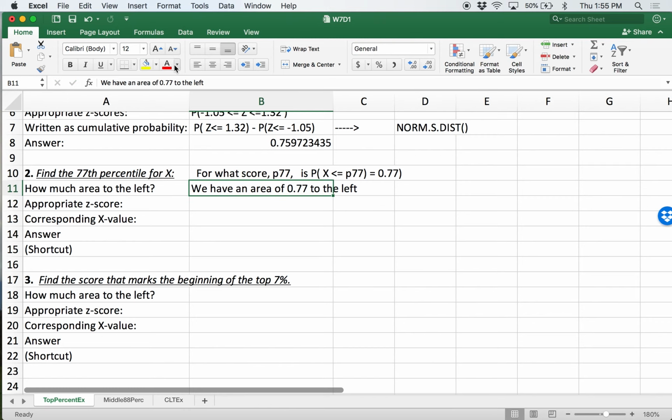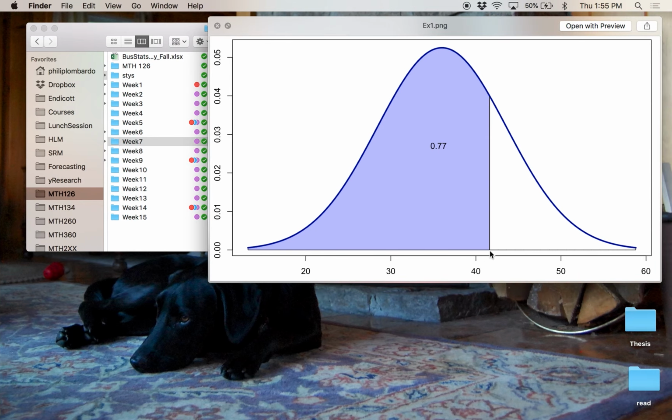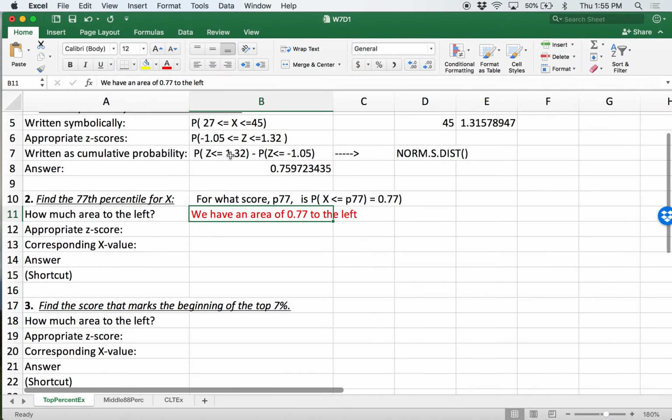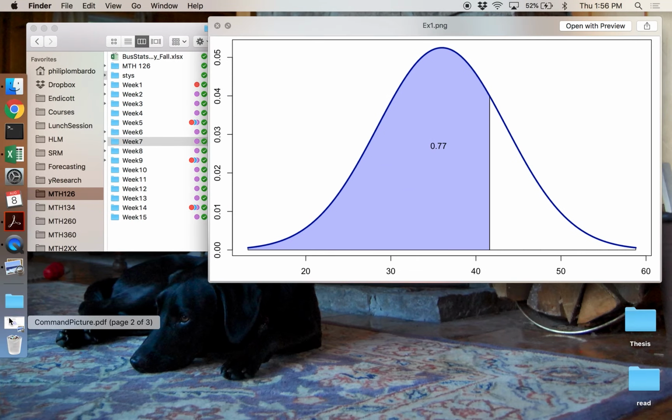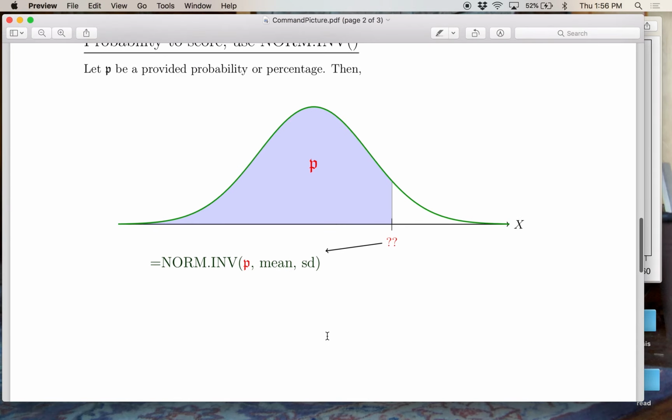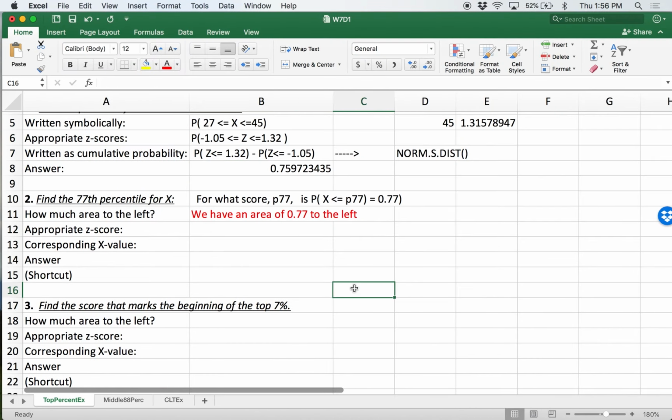Okay? Now this is critical because the area to the left of the score you're trying to find has to be the content of your norm.s.inverse function. Just as the norm.dist only finds left-hand cumulative probabilities, the norm.s.inverse is only going to find scores with a particular probability to the left. All right? And this is demonstrated by the following picture. If we know the probability to the left, we can use that inside the norm.s.inverse and return the actual score that kind of marks that off. Okay?